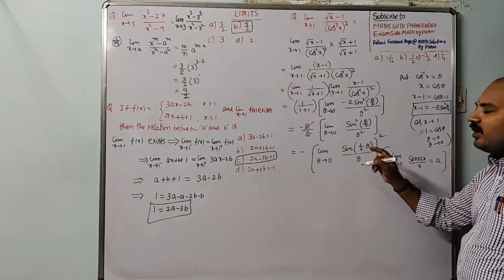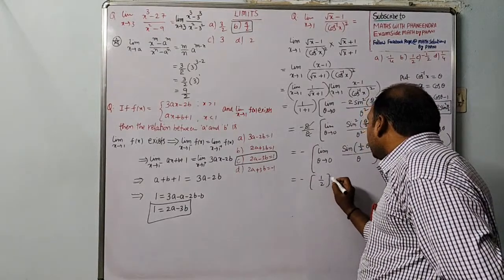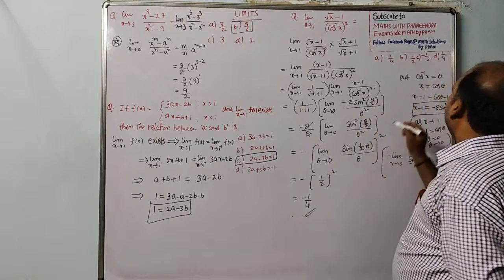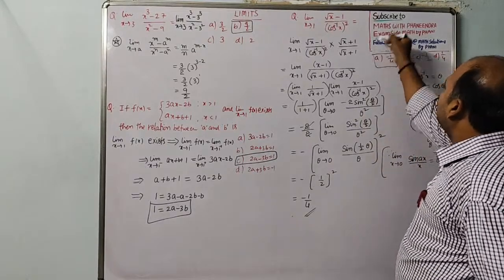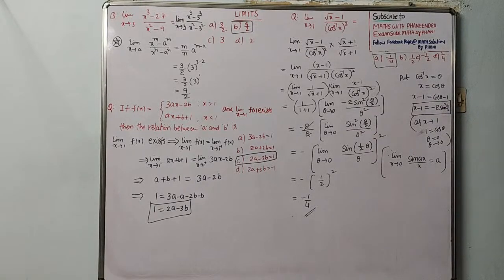So in place of theta, the coefficient is what? 1 by 2. So minus 1 by 2 whole square, which is equal to minus 1 by 4. We have the answer in the first option, minus 1 by 4. This is the way we can proceed, dear students. I hope you understand. We'll move to another set of questions.